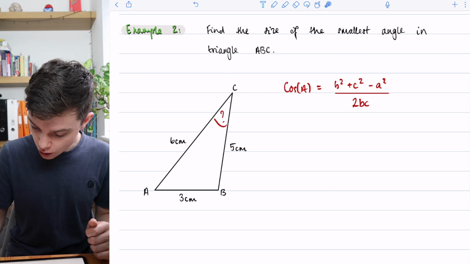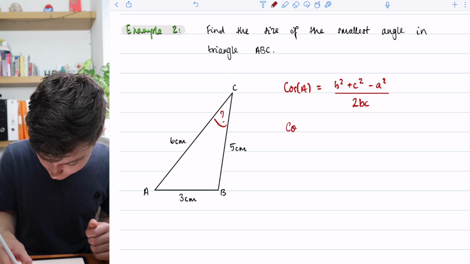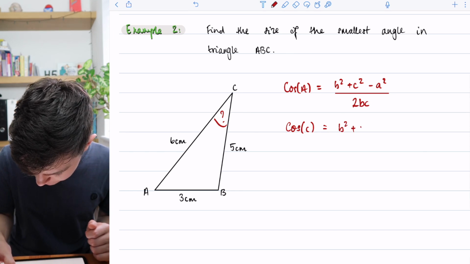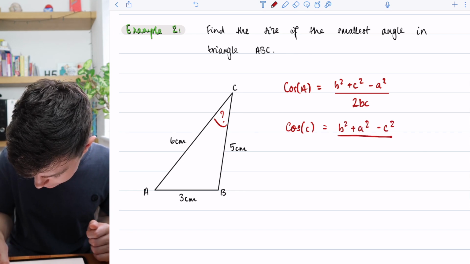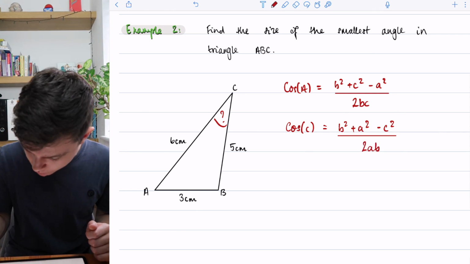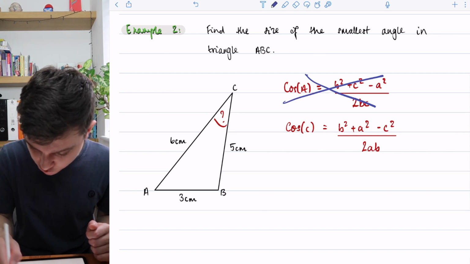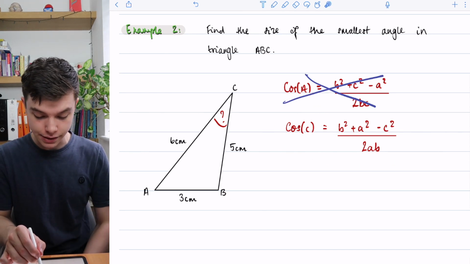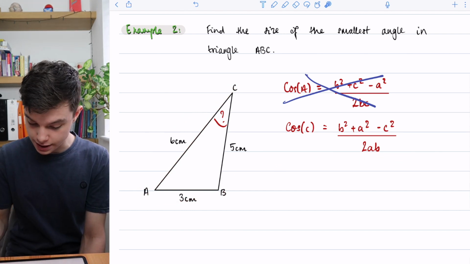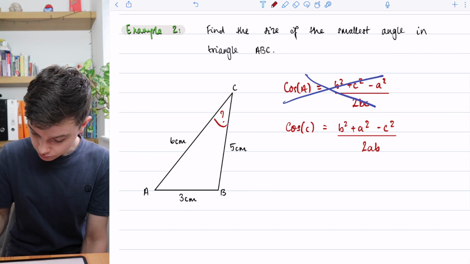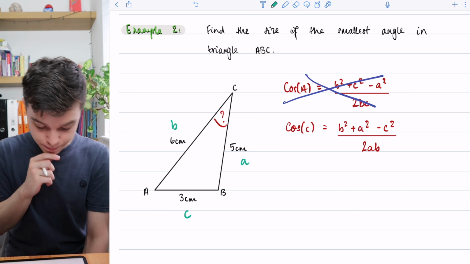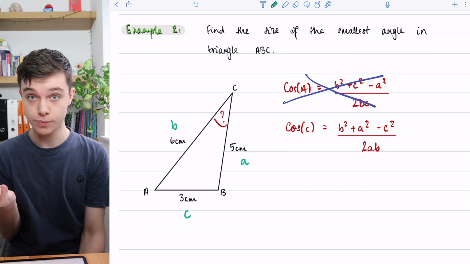okay? Really what our formula is here is cos C is equal to B squared plus A squared minus C squared divided by 2AB. Okay, if we ignore this one for the minute, because that's our general formula, if we switch over the letters for A, B and C in our triangle, this is what we're substituting. This is side C. I'll do it in green. This is side C, this is side A, and that's side B.